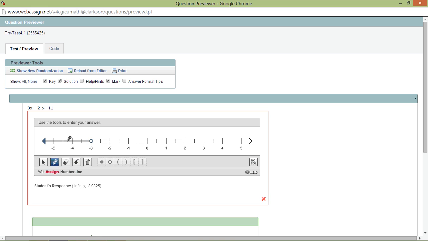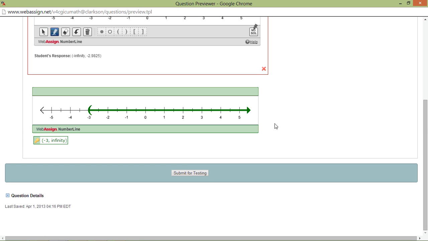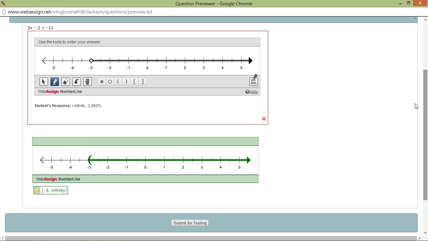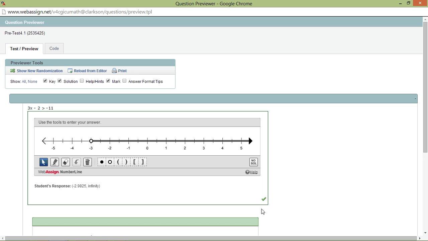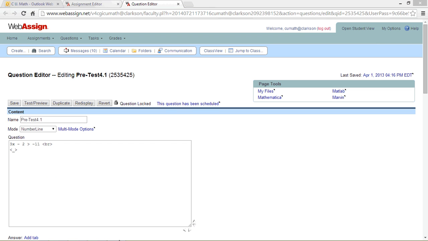And with the draw tool, you can see whichever side of negative 3 I'm on, it will shade, right? So I'll go over here on the side I want, and I just tap, and it shades it in there. And then just to show you that this works, if I slide down here and tell it that I want to submit that for testing, you will see I get the green check mark right there, which indicates that that's a correct solution. Okay, so that's how that works.